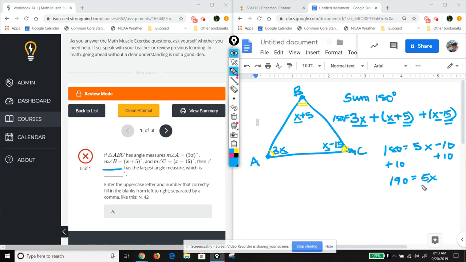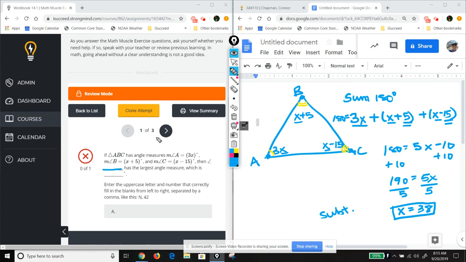And then I do have a calculator here. Maybe your brain works a little bit better than mine first thing in the morning, but we're going to divide. So 190 divided by 5, 38. X is equal to 38. So what you want to do is take that x value and use that substitution rule, just as I said earlier, into whichever one of these angles you concluded to be the largest angle measure. Which one of these is going to be the biggest angle?